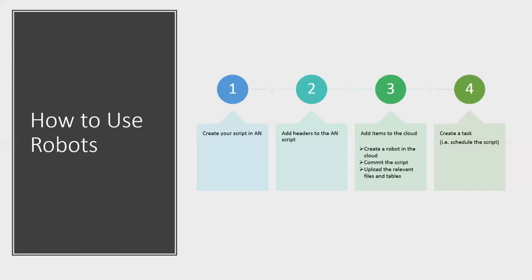Everything's happening in the cloud now. Everything's happening on this Amazon server. And then finally, I can say, okay, I've got everything in place now. I've got the scheduler, I've got the script, I've got the data. I just need to use this scheduler, this robot, to actually create a task, to actually schedule the script that I've uploaded.